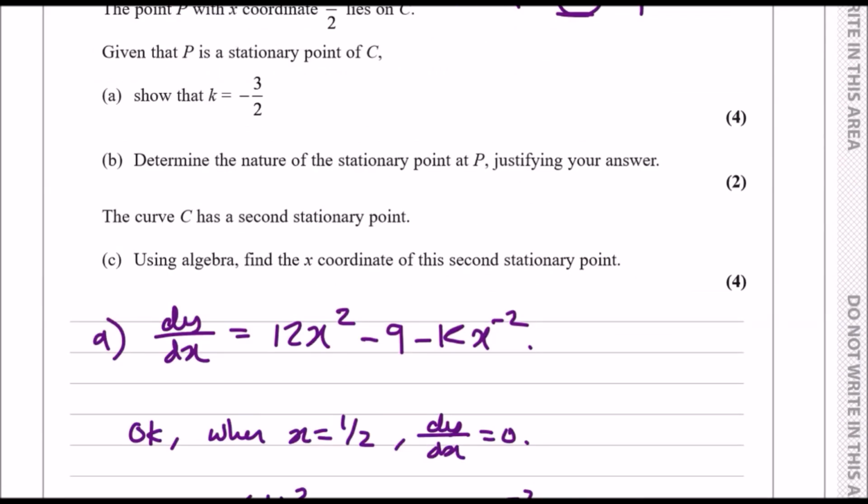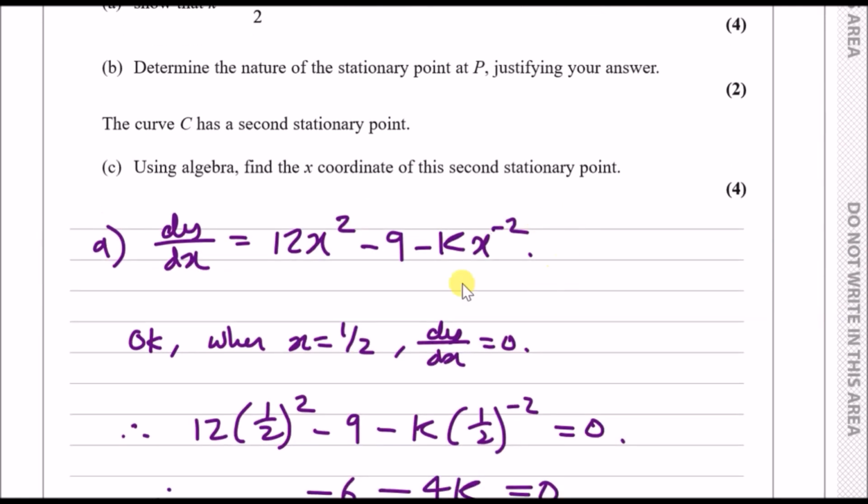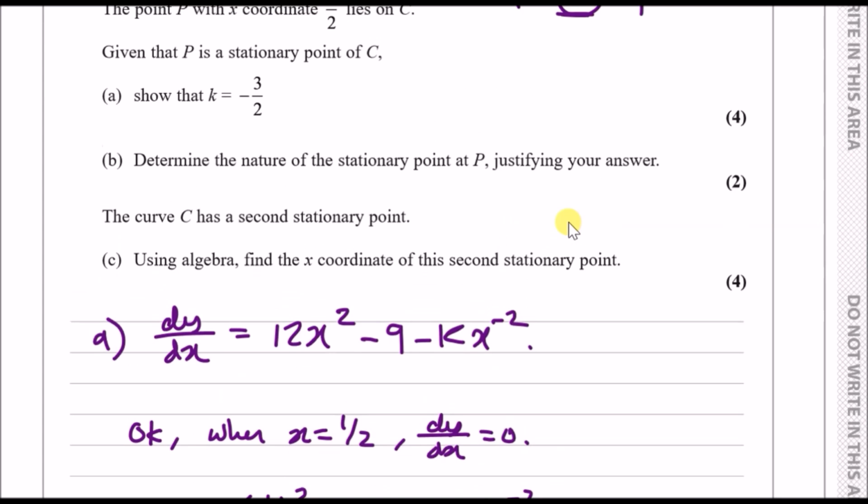And finally, for part C, we are told that the curve C actually has a second stationary point. Now, using algebra, find the x-coordinate of this second stationary point. So, stationary points can actually be found when you have a dy dx equation and you set it to 0 and you solve for x. Now, because it's telling us that there's two stationary points, this is probably telling us that the dy dx equation is actually a quadratic equation. Because two stationary points, well, usually that's what it would imply.